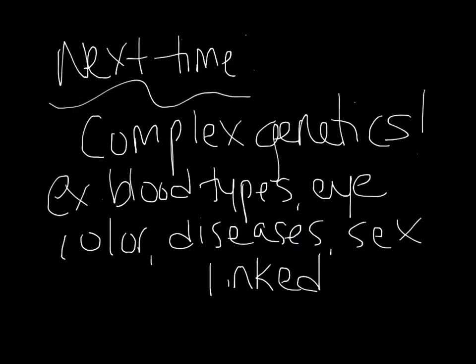So what are we going to talk about next time? We'll talk about some complex genetics, things that are a little bit more complicated than these simple Punnett squares. We'll talk about things like blood type, eye color, diseases, and sex-linked traits. So keep that in mind for next time for all your crazy questions where you're like, I don't really care about peas. This would be more your human genetics. So stay tuned for next time.